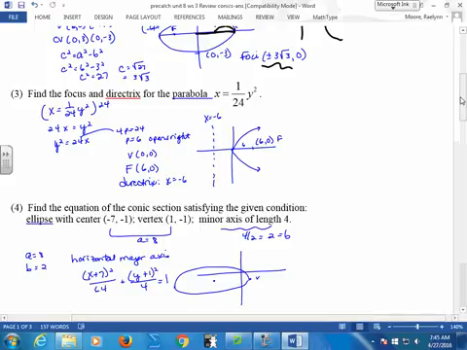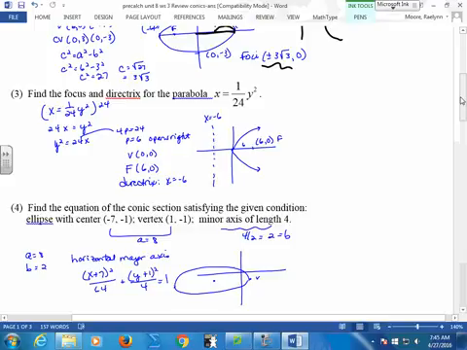Okay, this one, how do I know this is a parabola if I didn't tell you? There's only one squared term. Even if it didn't tell you any of that, there's only one square. And Ashley saw it, there's a directrix too. The only one that has a directrix is a parabola.